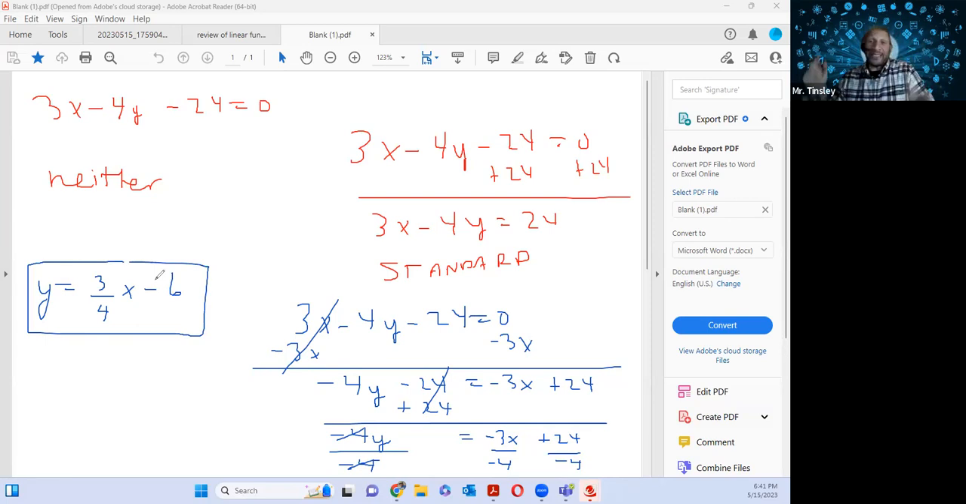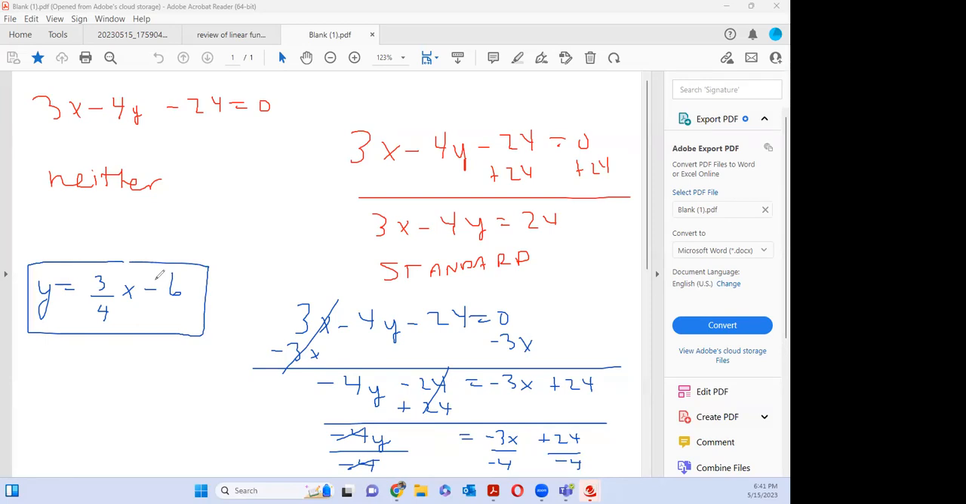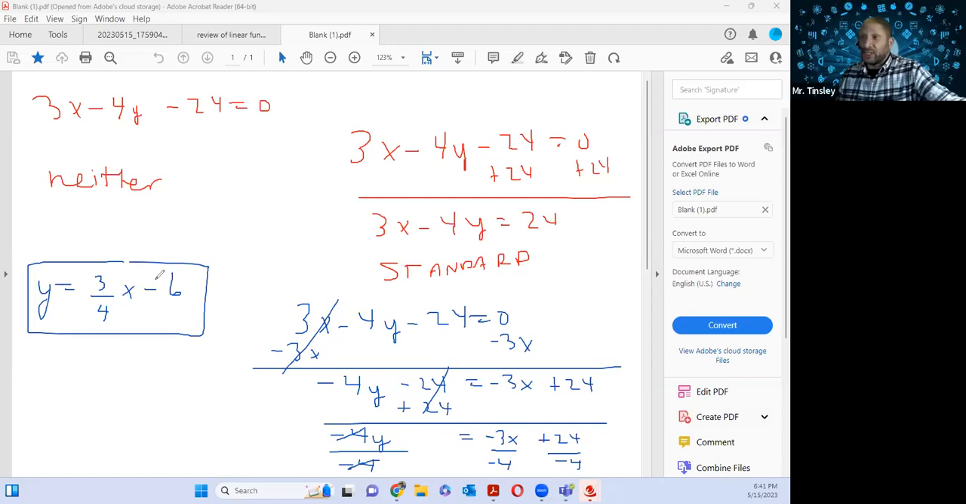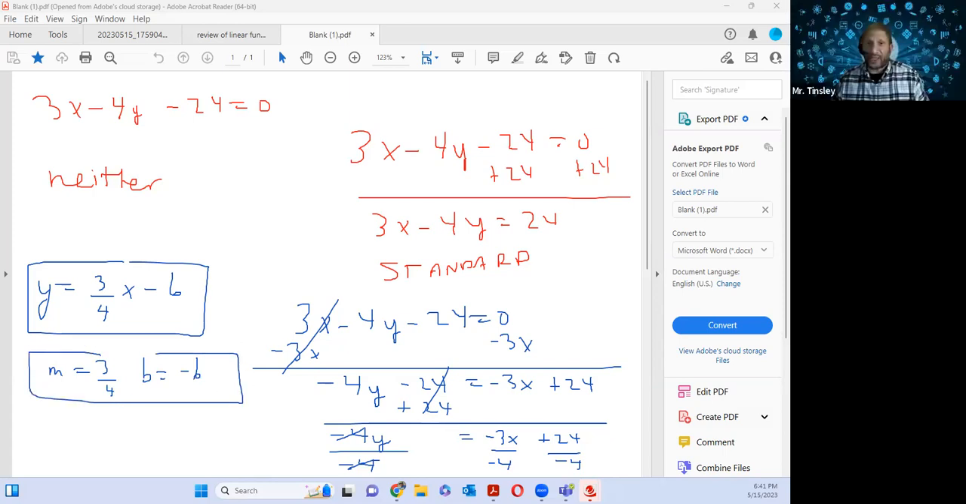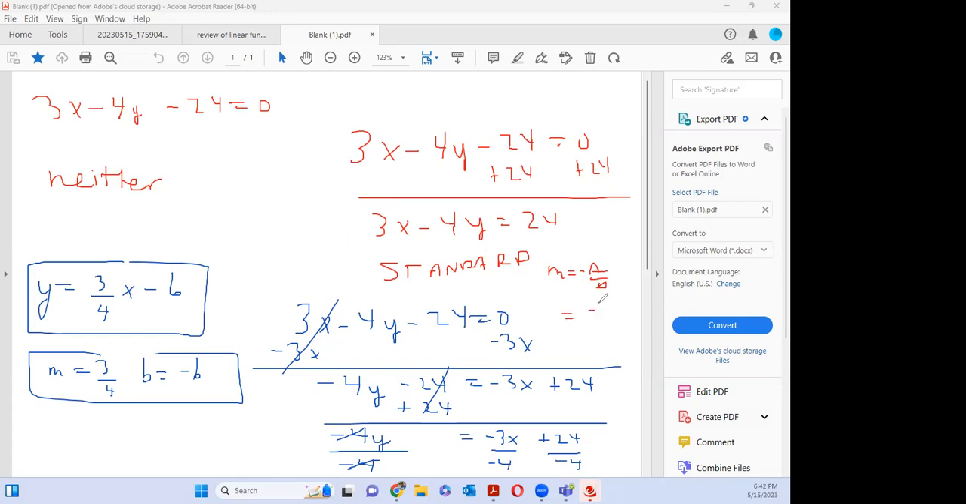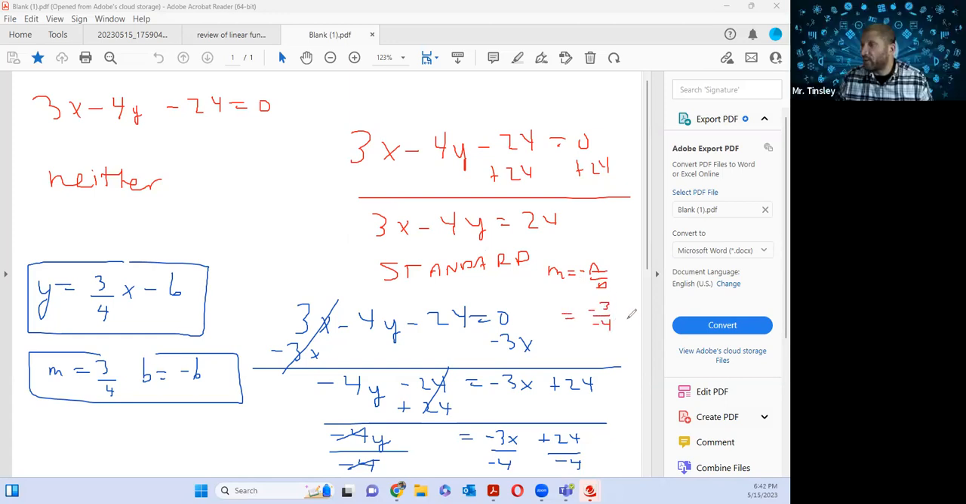So to change that equation, which wasn't in standard form or slope-intercept form, what I did was change it to slope-intercept form. So my slope is 3/4. My y-intercept is -6. Now, let's go back to standard form and see if we get the same thing. My slope is minus a over b. That's how I did it. -3 over -4. -3 over -4 is 3/4. Did we get the same exact slope?